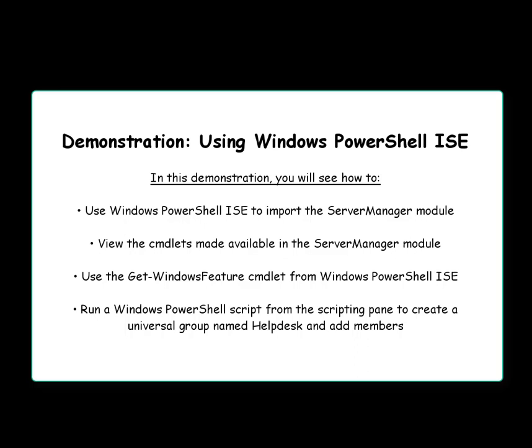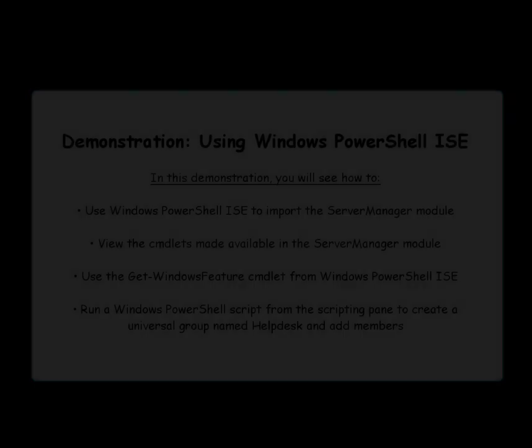In this demo, we're going to use PowerShell ISE to import the Server Manager module, view the commandlets made available in the Server Manager module, use the Get-WindowsFeature commandlet from the Windows PowerShell ISE, and run a Windows PowerShell script from the scripting pane to help create a universal group named Help Desk and add members.